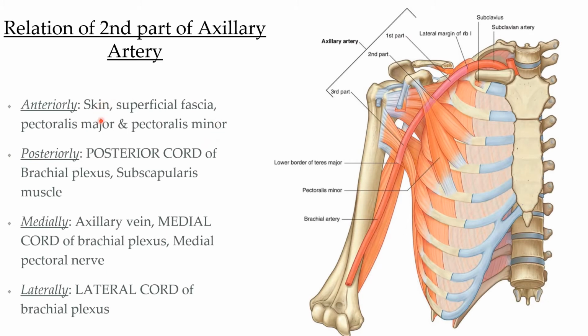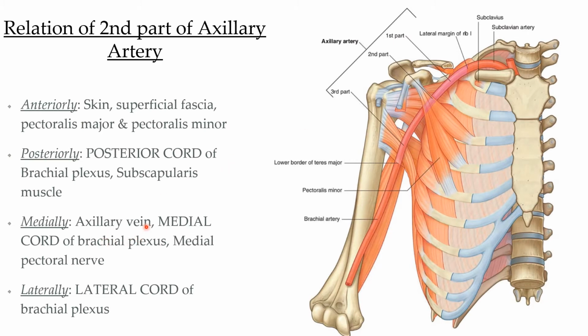The second part of the axillary artery, which is crossed by the fibers of pectoralis minor, is related anteriorly with the pectoralis minor, superficial to which we have pectoralis major. Further superficially, we have superficial fascia and skin. Posteriorly, the second part of axillary artery is related with the posterior cord of brachial plexus and a muscle which you can see in the illustration. This is subscapularis muscle, which is posteriorly related with the second part of axillary artery.